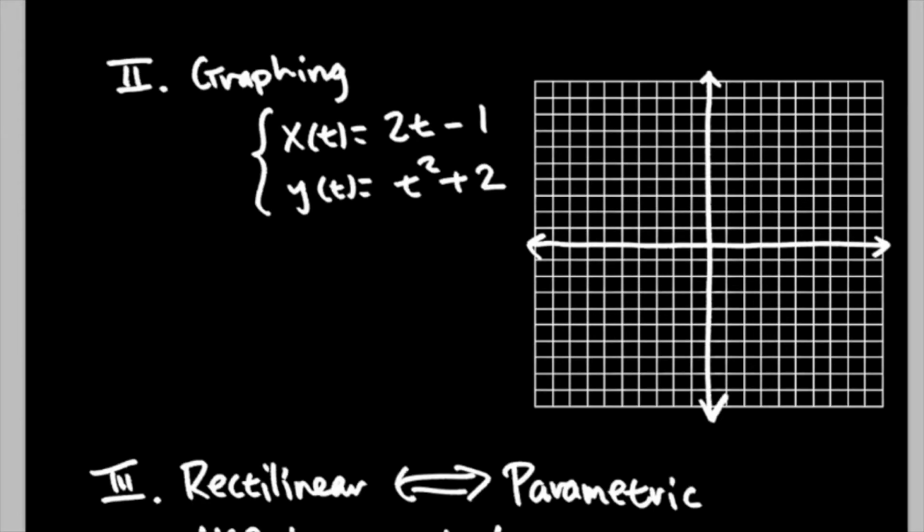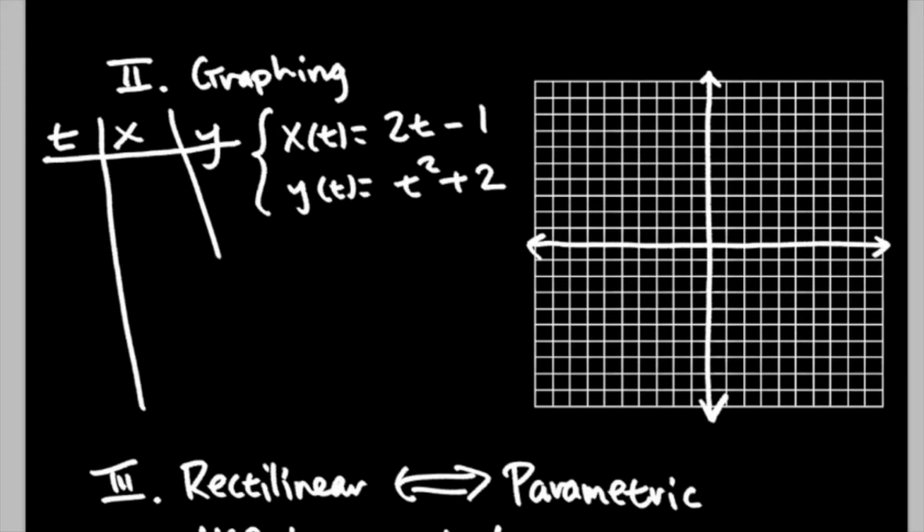Let's look at this one. X of t equals 2t minus 1, y of t equals t squared plus 2, and I have a little xy coordinate plane here. So what we'll do is we're just going to plot a t-chart. That'll be the easiest way to see what the coordinates are. So where should we start with t? Let's do -2, -1, 0, 1, 2, and 3.